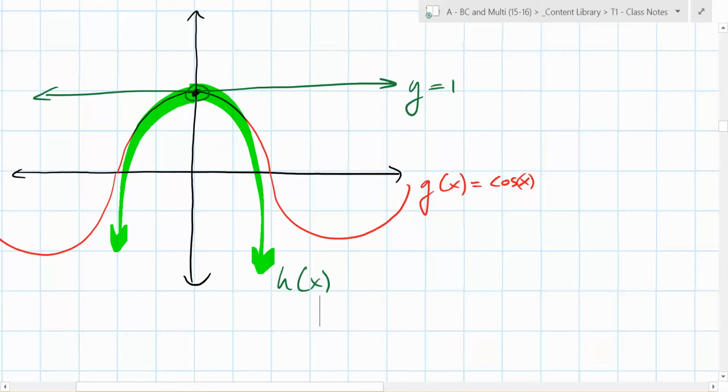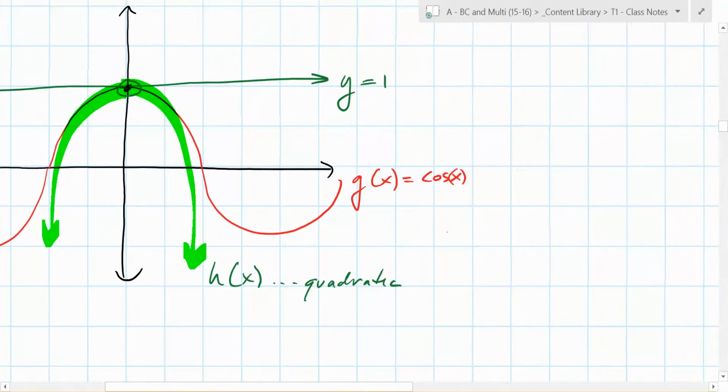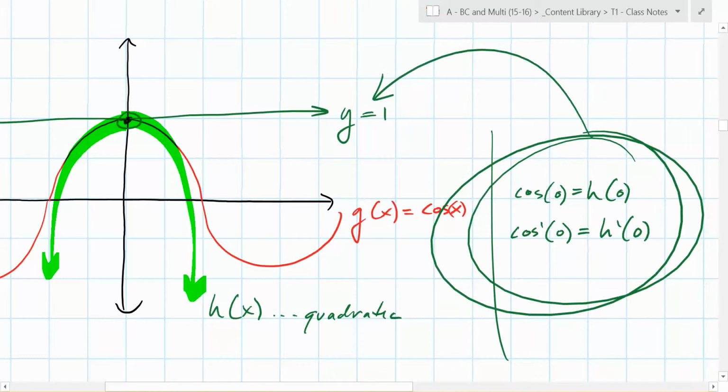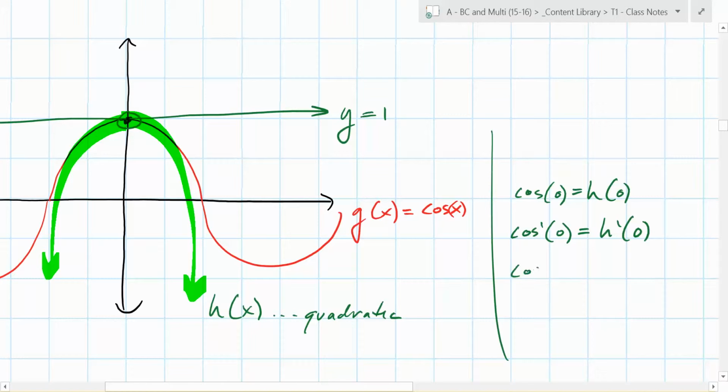What has to be true about h of x, and this is a quadratic? What's one thing they're going to share? You know that cosine of 0 has to equal h of 0. What else has to be true? Cosine prime at 0 has to be the same as h prime of 0. And we're going to go one further because we now have a higher degree. We had these two things satisfied, but now we're going up one degree. So what else do we have to satisfy? Cosine double prime of 0 has to equal h double prime of 0.